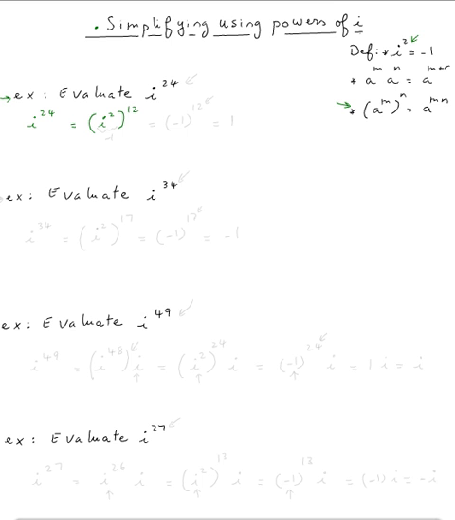Now, what's good about this? I know that this i squared is equal to -1, so I can write this as -1 to the 12, and because the exponent is even, this is just going to be +1, right? -1 times -1, 12 times, the negatives will cancel, you get 1. Alright, let's do the next example.